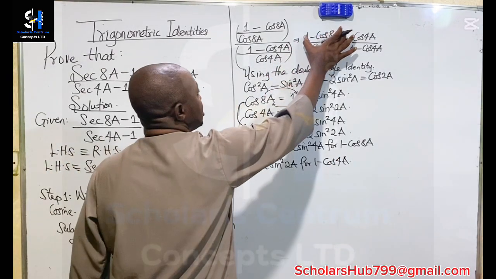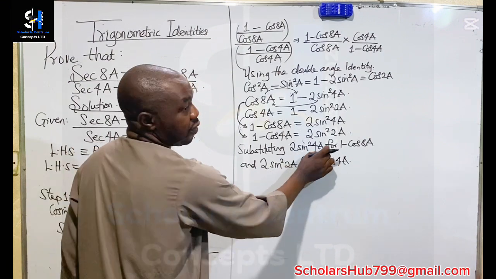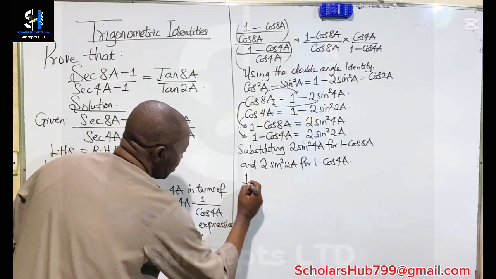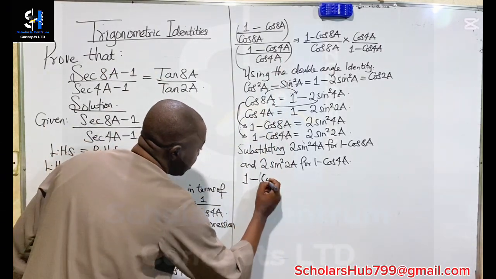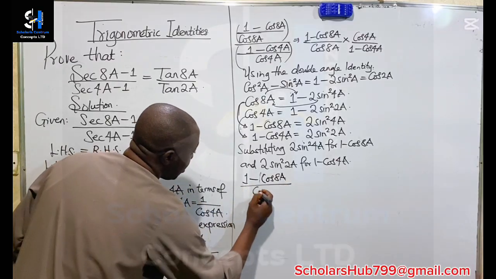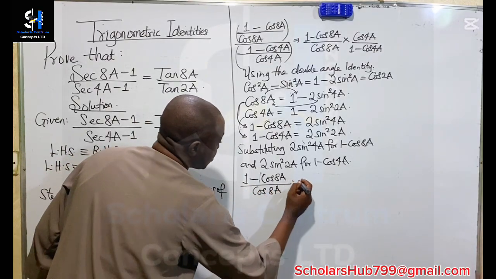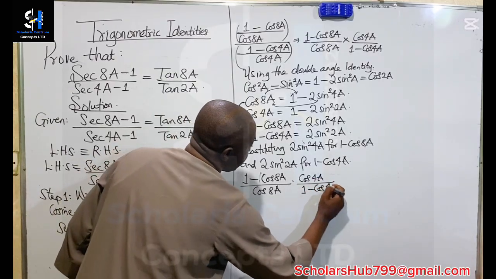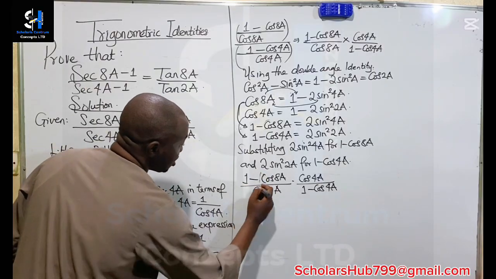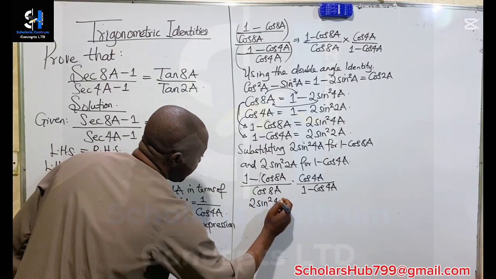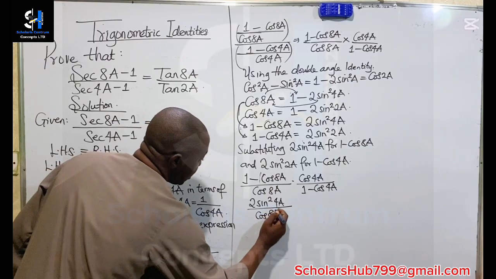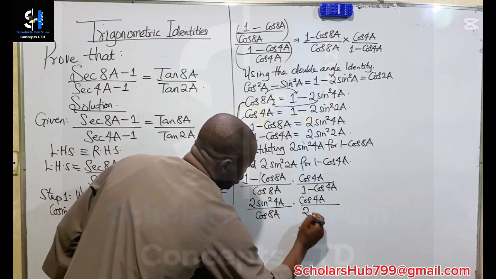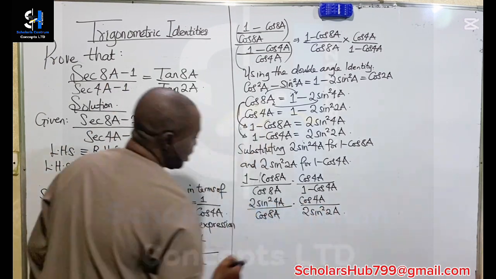So this will now be replaced with what? 2 sine square 4a, and this will be replaced with what? 2 sine square 2a. Now let's rewrite that. So we know that 1 minus cos 8a over cos 8a multiplied by cos 4a over 1 minus cos 4a can now be written as 2 sine square 4a over cos 8a, then multiplied by cos 4a over 2 sine square 2a.